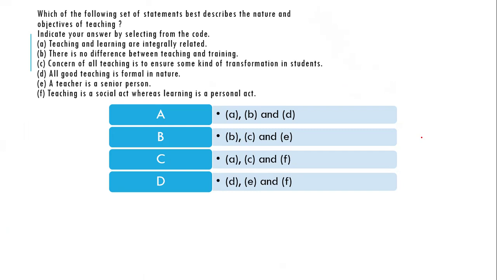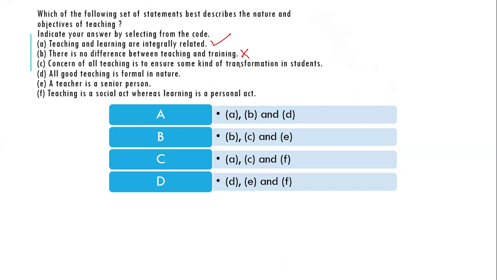So option A we have given. A, teaching and learning are integrally related. Yes, it is true. There is no difference between teaching and training. Yes, there is a difference, because one of the characteristics of teaching is to build and shape the character of the student. Instead, training is focusing only on improving the skill set of the student. So there is a difference between teaching and training.